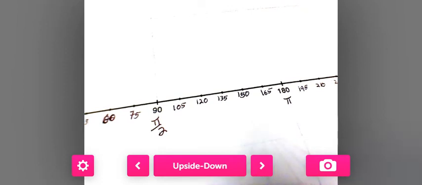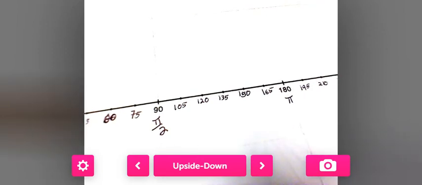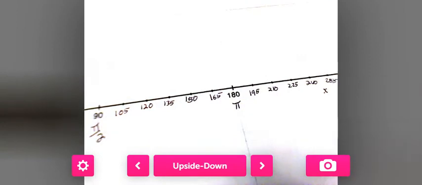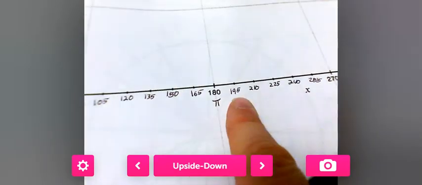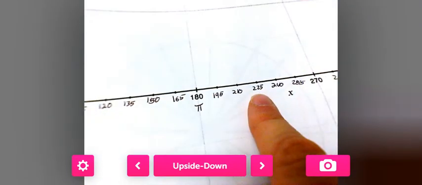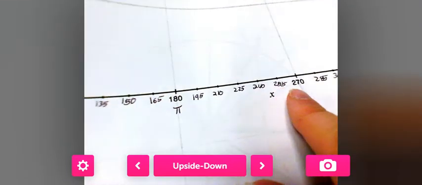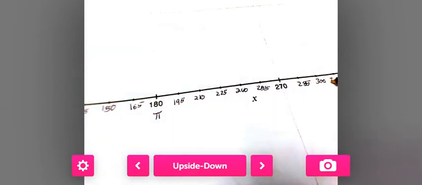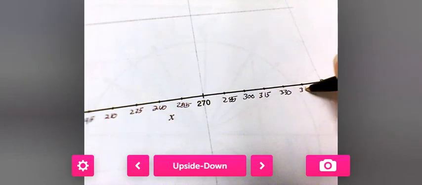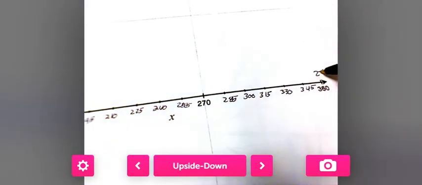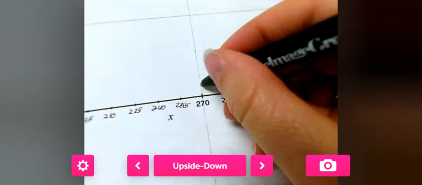255, 270, 285, 300, 315, 330, 345, and 360. 360 is 2 pi, and 270 is 3 pi over 2.